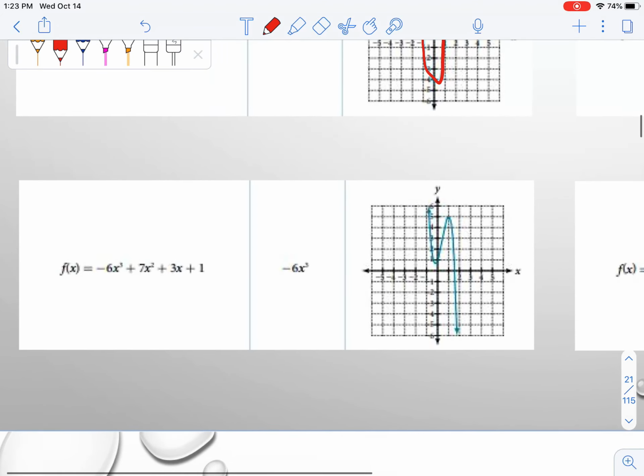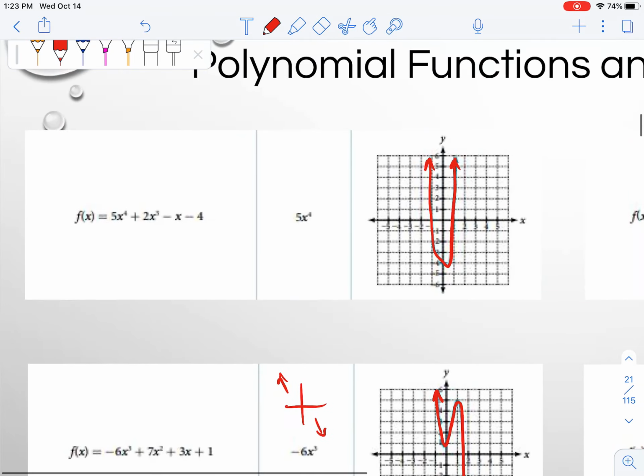Second example, I have negative 6x cubed plus 7x squared plus 3x plus 1. So degree is 3, and a is negative. So I know that my end behavior has to be up and down. And our graph is exactly what we get here. I get an end behavior that is up and down. We'll notice that we have 2 turning points here. Again, that's allowable because we had a 3rd degree polynomial. And if I sketch the same thing in, my end behavior here, degree was 4, a was positive, so my end behavior had to be up and up.